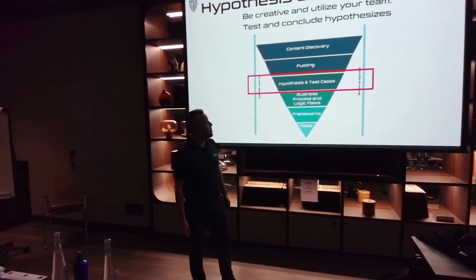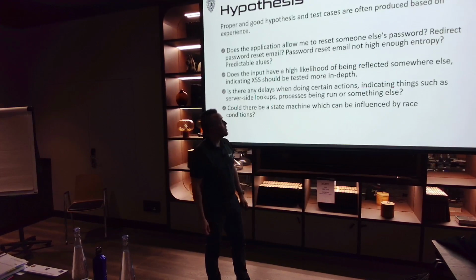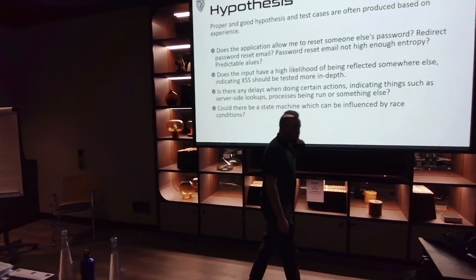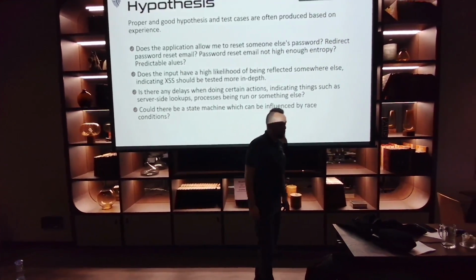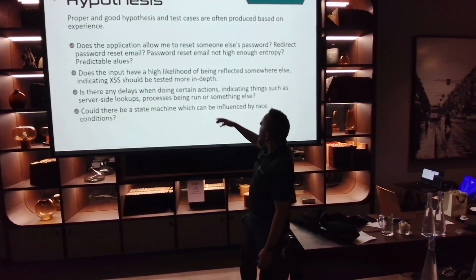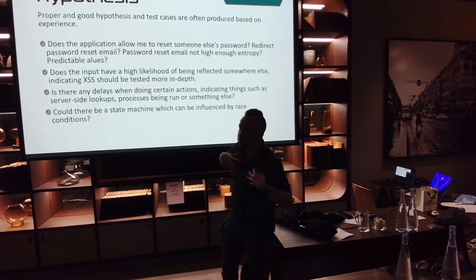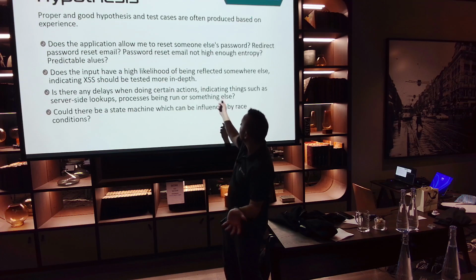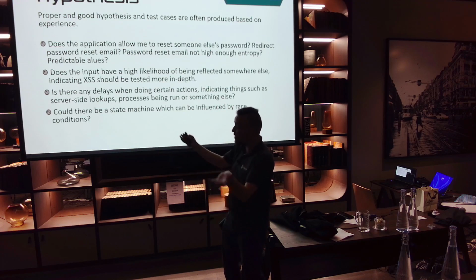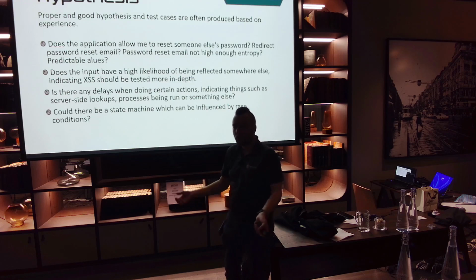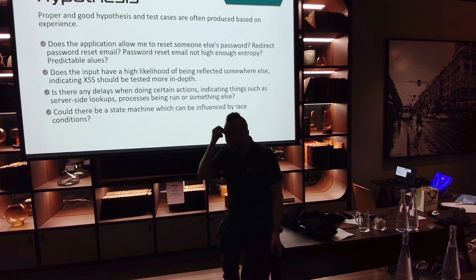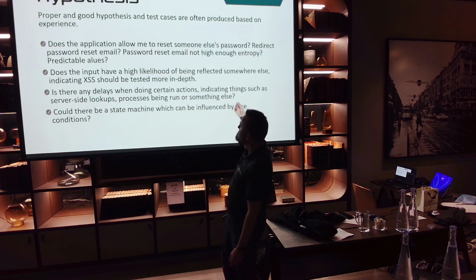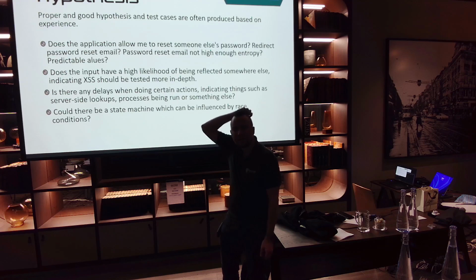Next step is hypotheses and test cases. Hypotheses are important for the pen testers to consider. They should look at the application and ask themselves, based on my experience, based on the application, what could be plausible attacks in this application? For example, maybe the application allows me to reset someone else's password, right? I have a password reset form. All right. If I have a password reset form, fuzz it by all means, scan it by all means, but you need to apply your knowledge and experience to ask yourselves, maybe I can redirect the password reset email somehow.